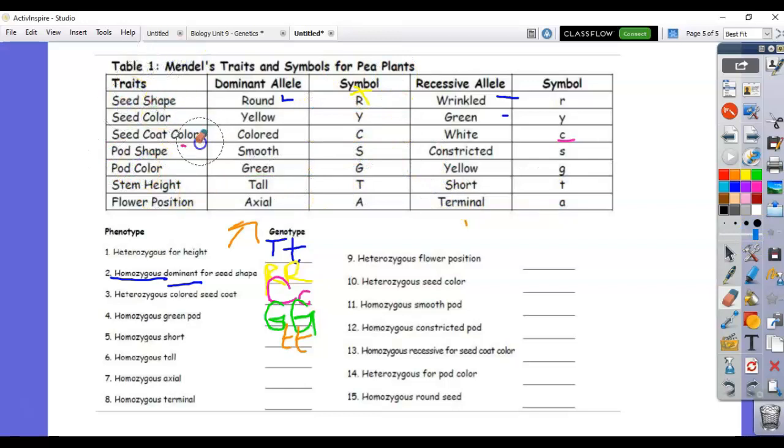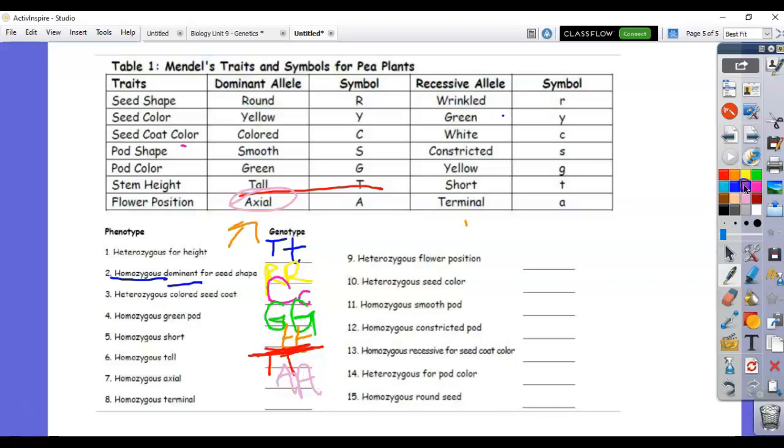Next one, homozygous tall. So we just did homozygous short. So homozygous tall means two of the same, and it has to be tall. So tall is big T, so it's got to be two big T's. And that's terrible because it looks like two little T's, but all right, homozygous axial. Where do we see the word axial? You find it? Here's axial. Homozygous, two of the same or two different? Two of the same. So we're going to have big A there.